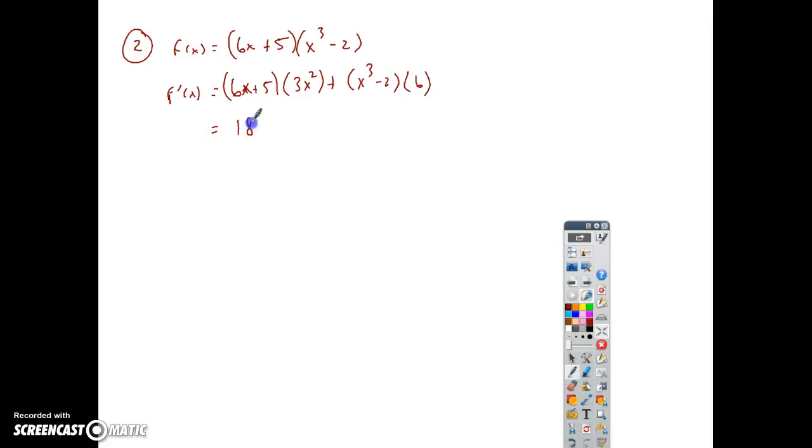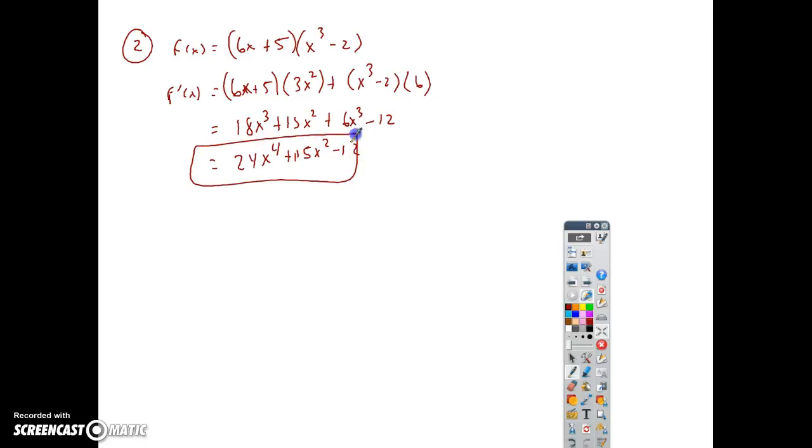So wait, are we going to 18x to the third plus 15x squared plus 6x to the third minus 12? How about 24x to the fourth plus 15x squared minus 12? Right? All right. Try the next ones. If you're doing these right. Yes, sir. It would be. What the heck did I do? Nobody knows.